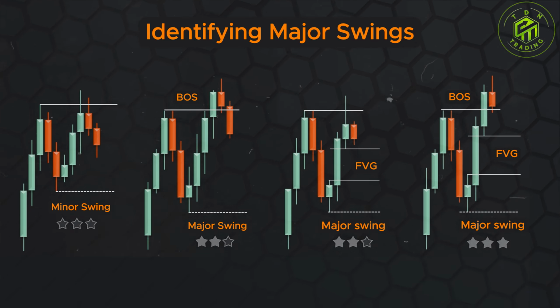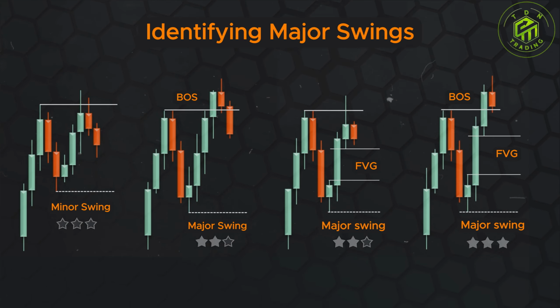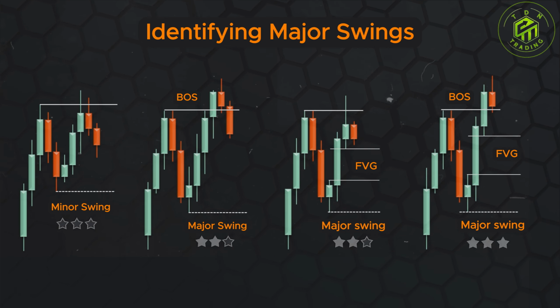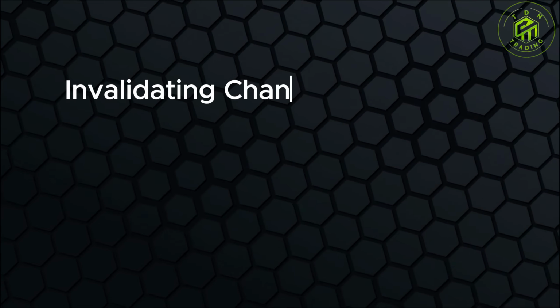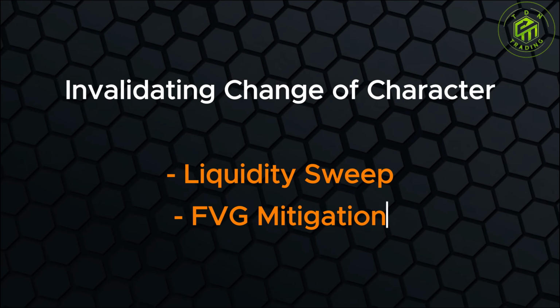Breaking below this low signifies a valid change of character, a complete shift in market direction and momentum, or whatever you want to call it. So far, we have discussed how to identify major swings and valid changes of character. I would like to add that there are 2 exceptional scenarios that make a change of character invalid. These 2 scenarios are liquidity sweep and fair value gap mitigation concepts.